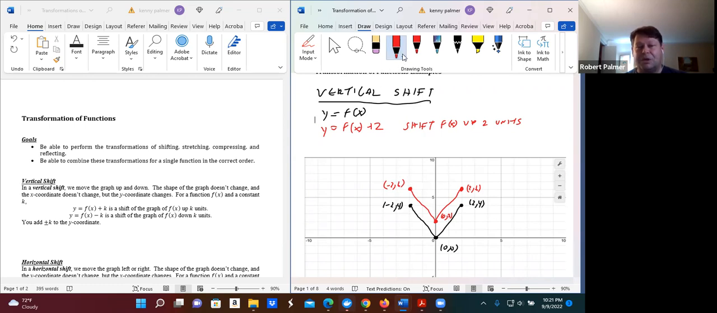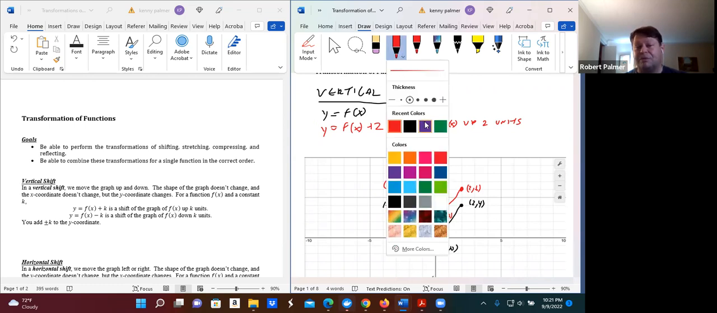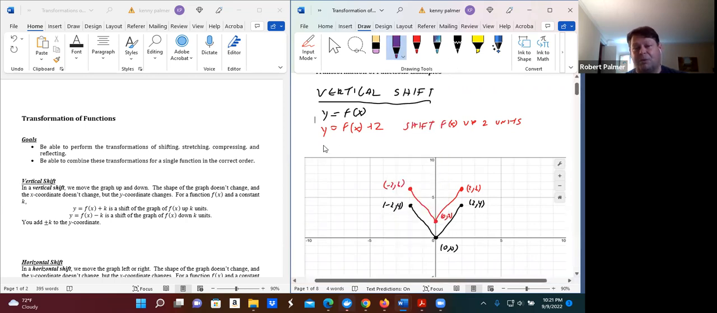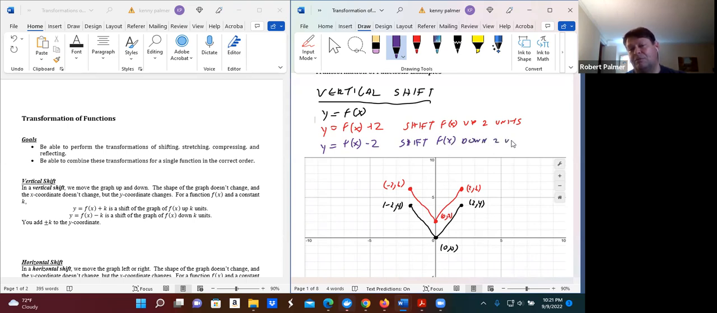Now, let's change colors once again. Let's do a downward shift. Let's choose this blue or purple color. Then, as you might expect, we're going to do y equals f of x minus 2. And this is going to shift our original graph, f of x, down 2 units.